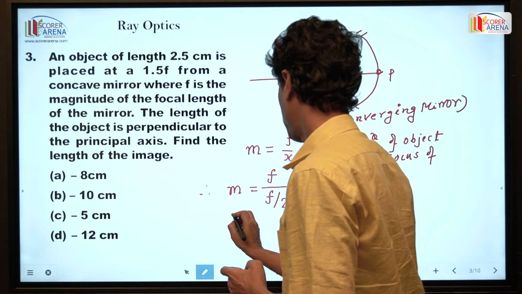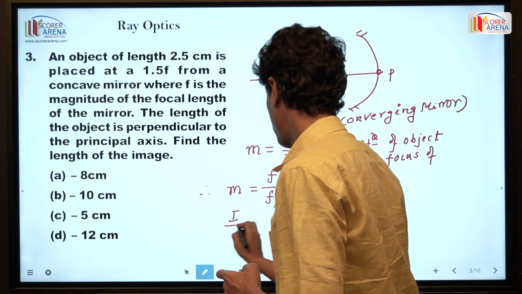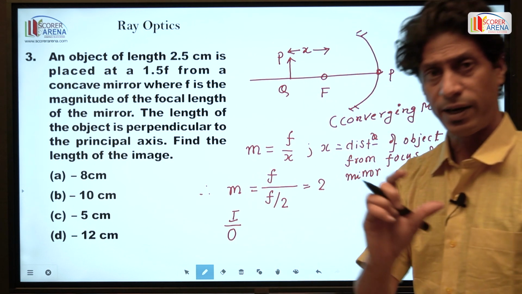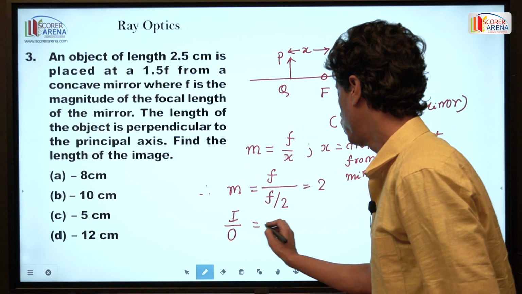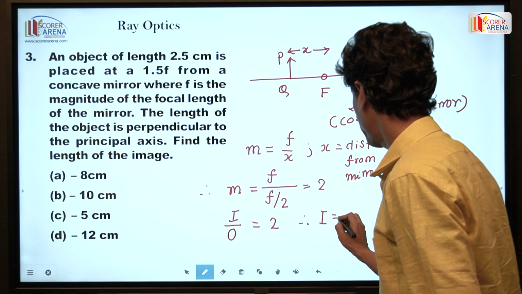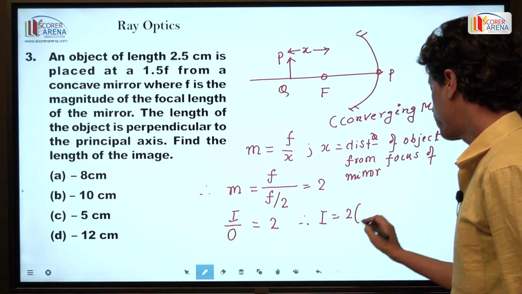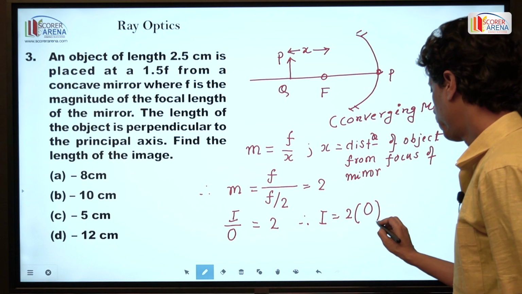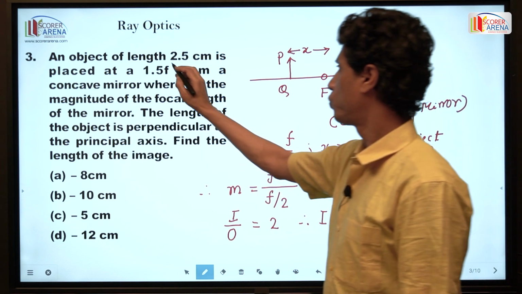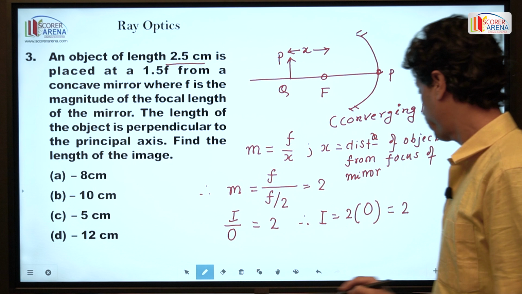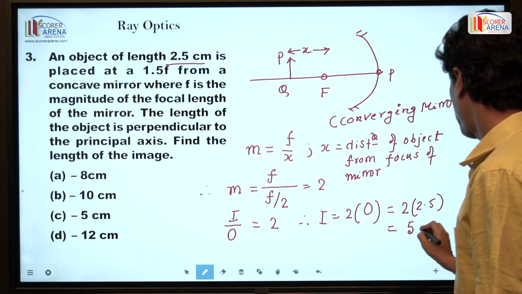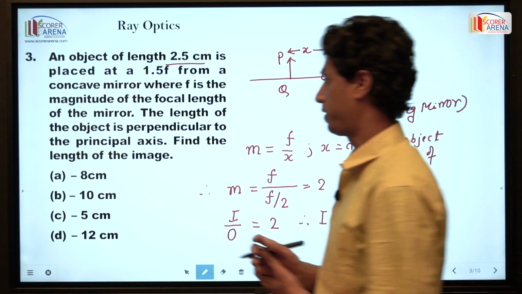Therefore we can say perpendicular size of image by perpendicular size of object to the principal axis is equal to 2. So therefore the size of image perpendicular to principal axis is equal to 2 times the size of object, and size of object in this problem is given 2.5 centimeter. So therefore it is 2.5 times 2, and this is 5 centimeter. So size of image is 5 centimeter.